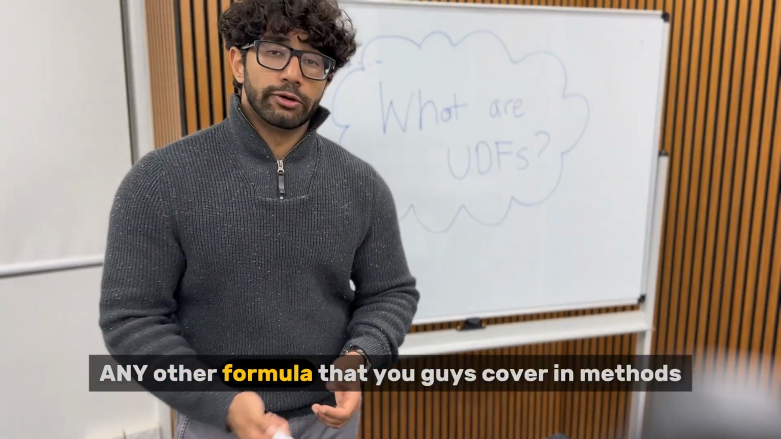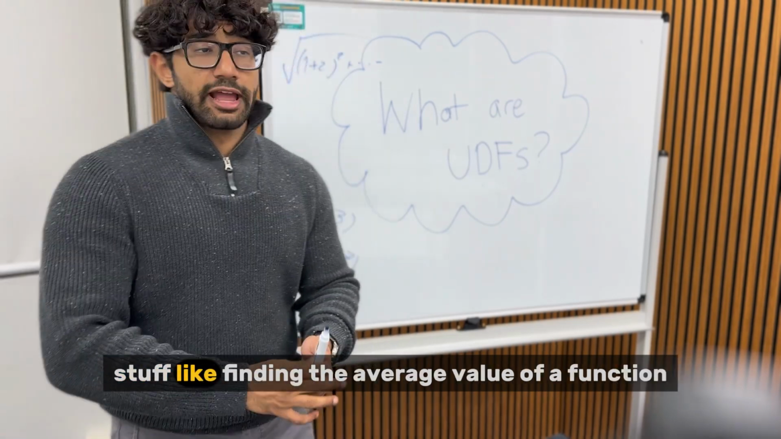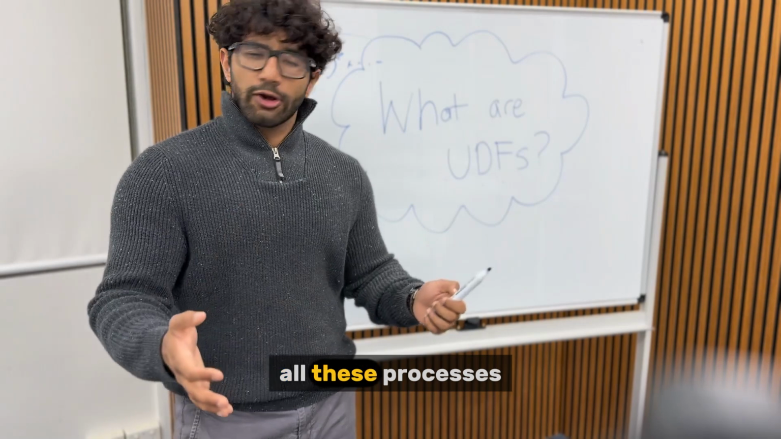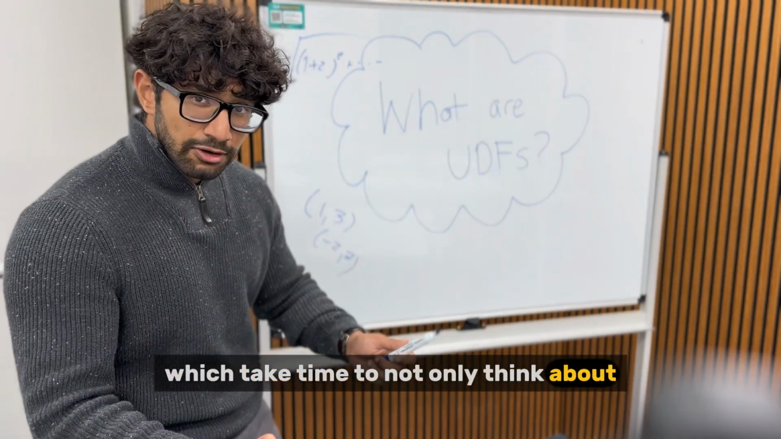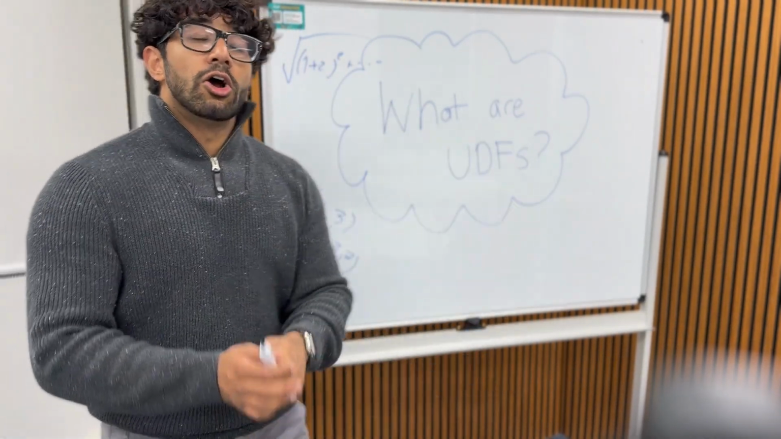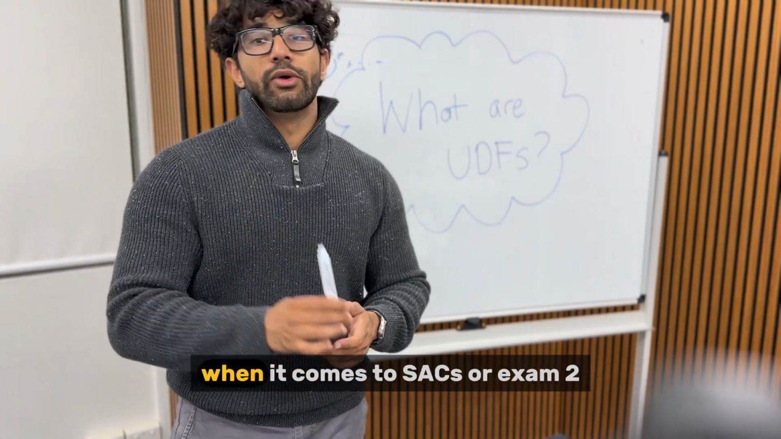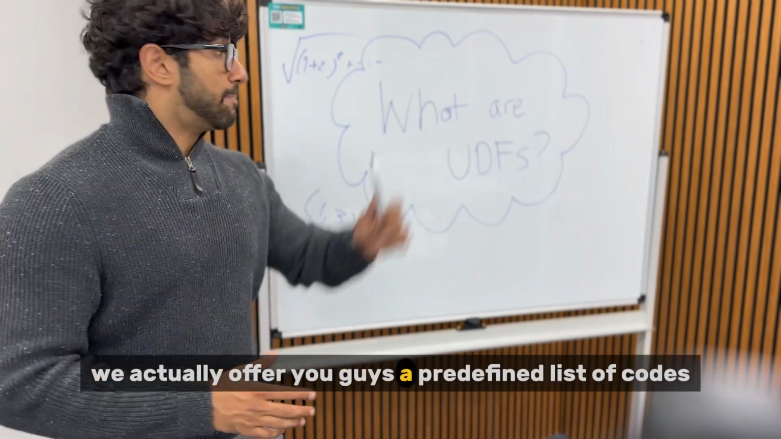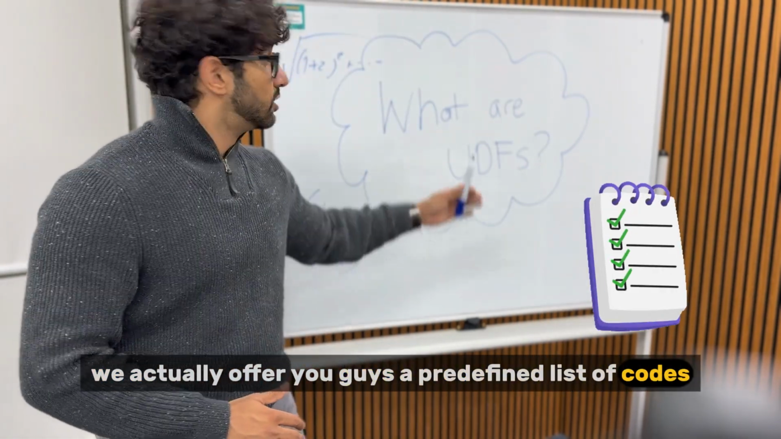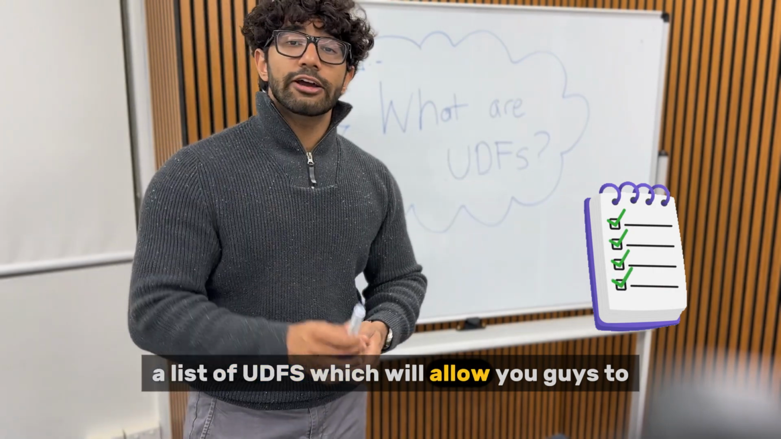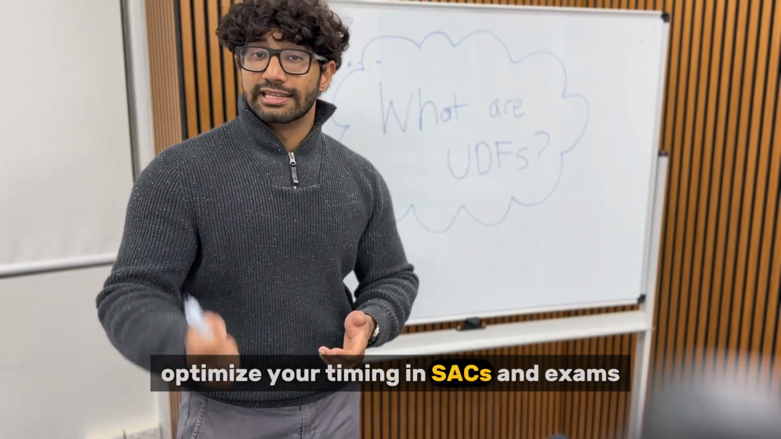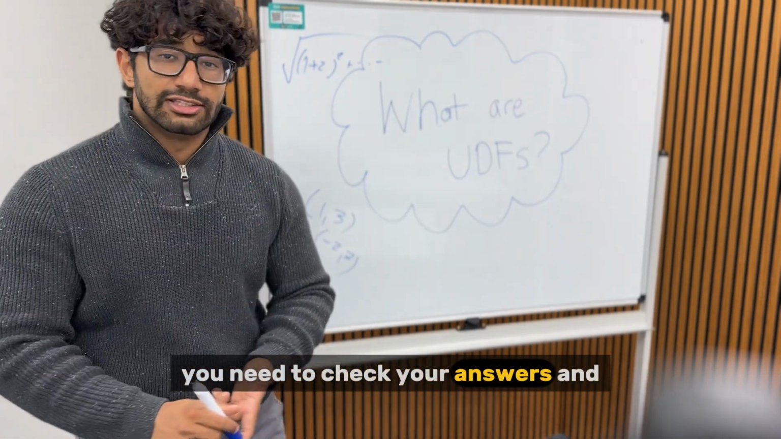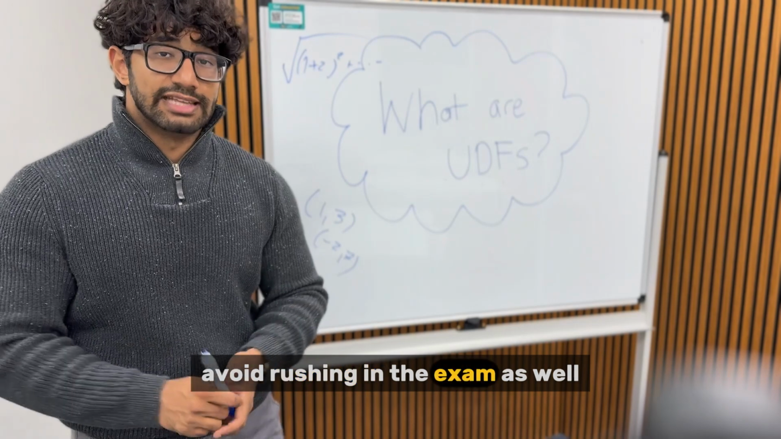Imagine literally any other formula that you cover in Methods. Stuff like finding the average value of a function or finding the area between two functions. All of these processes, which take time to not only think about, but to also type out, are things which you can save time on when it comes to SACs or Exam 2. Now at Vanguard, we actually offer you a predefined list of codes, a list of UDFs, which will allow you to optimize your timing in SACs and exams, and ultimately give yourself the necessary time you need to check your answers and avoid rushing in the exam as well.